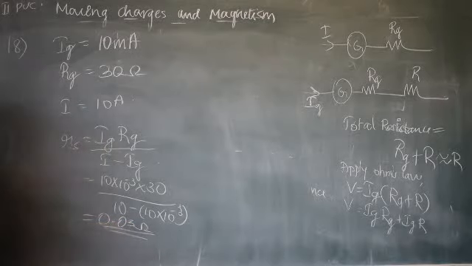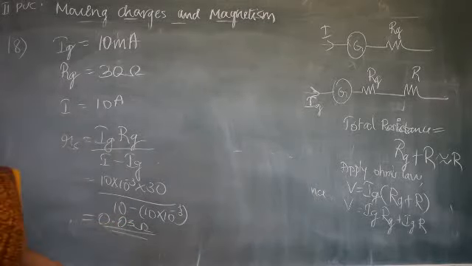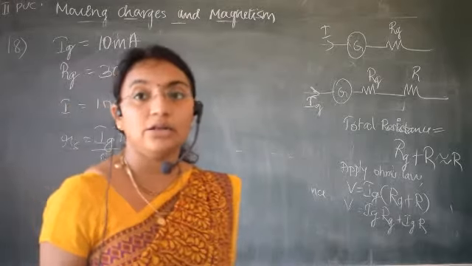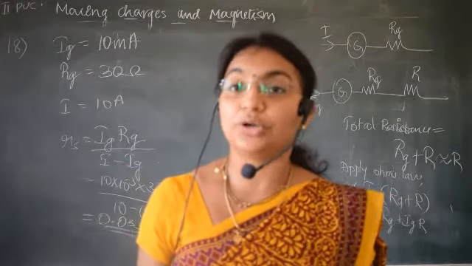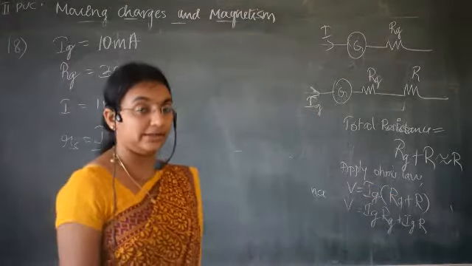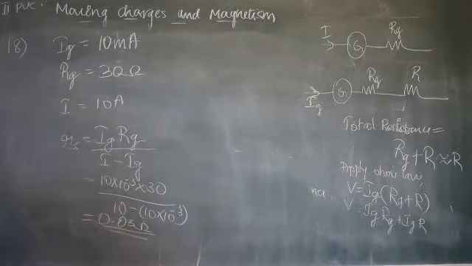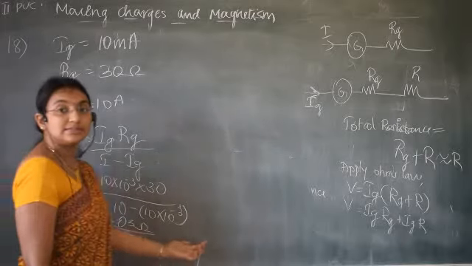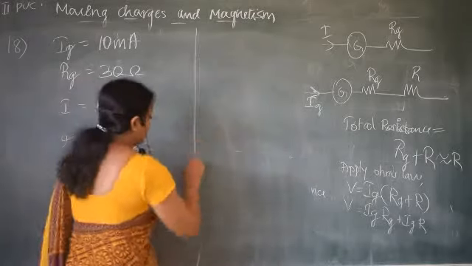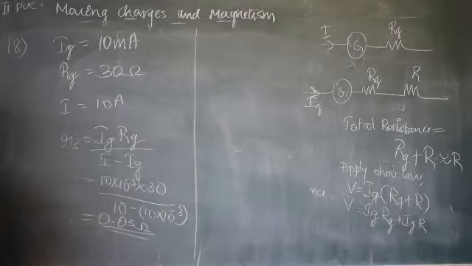This much small resistance you should connect in parallel with the galvanometer to convert it into an ammeter. You have to write, therefore, 0.03 ohms of resistance should be connected in parallel with the galvanometer to convert it into an ammeter. You have to write the last sentence, okay? I will not write, you have to write. Shall I move further to the next question?